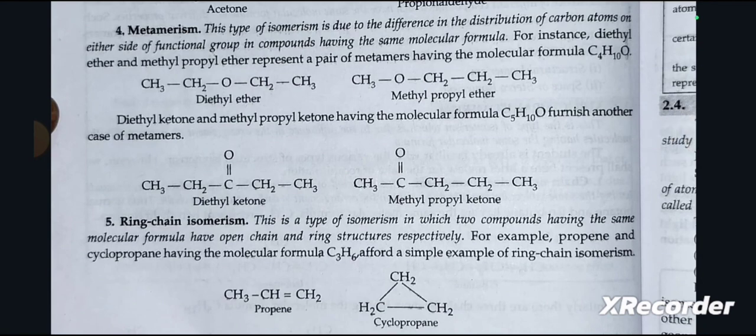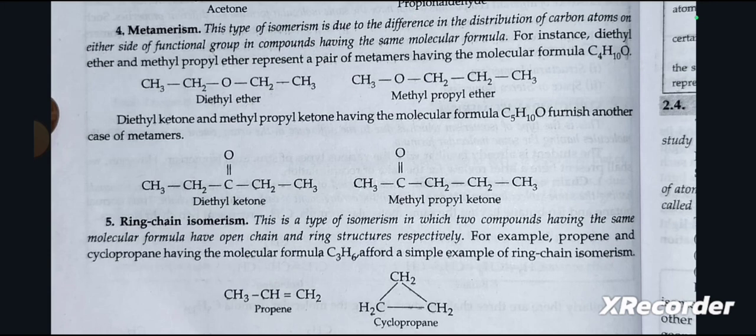Fourth, metamerism. This type of isomerism is due to the difference in the distribution of carbon atoms on either side of the functional group in compounds having the same molecular formula. For instance, diethyl ether and methyl propyl ether represent a pair of metamers having the molecular formula C4H10O. CH3, CH2, O, CH2, CH3 is diethyl ether. CH3, O, CH2, CH2, CH3 is methyl propyl ether.